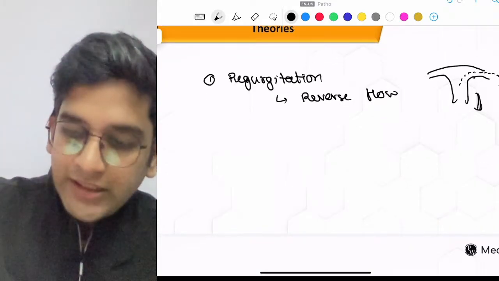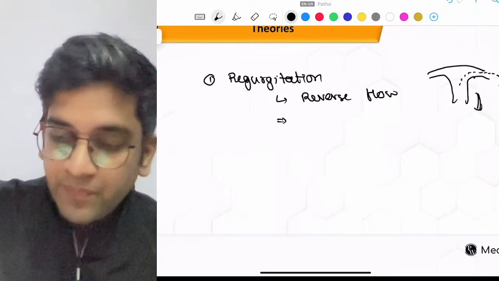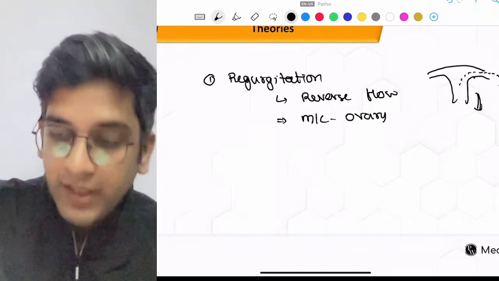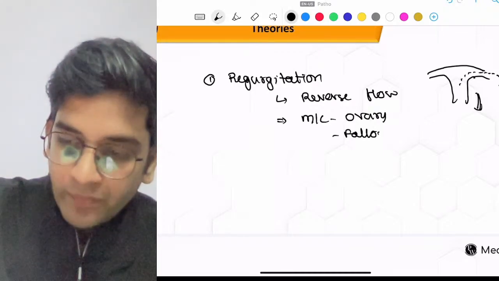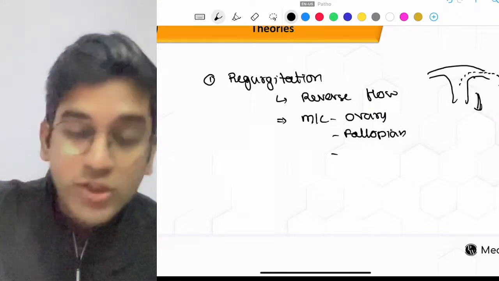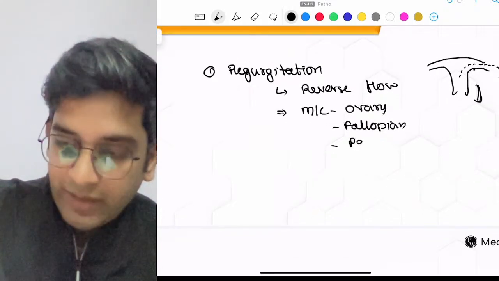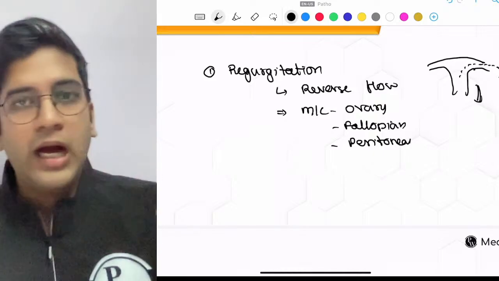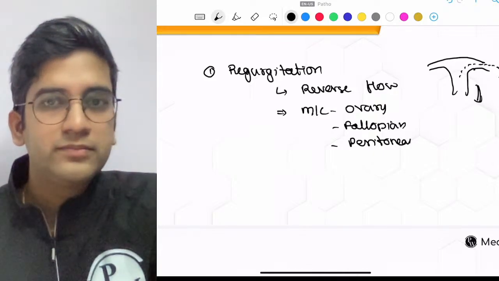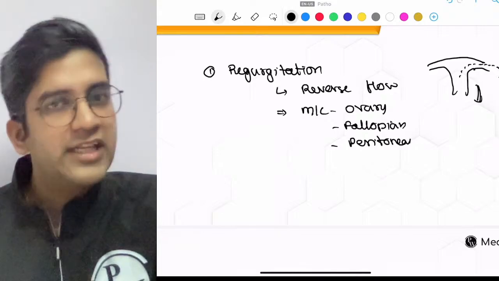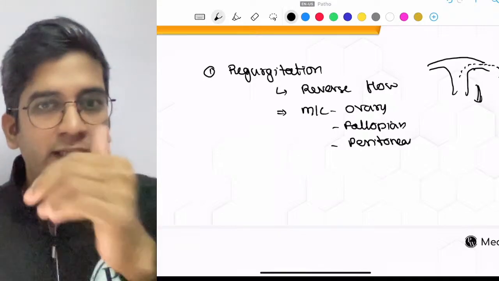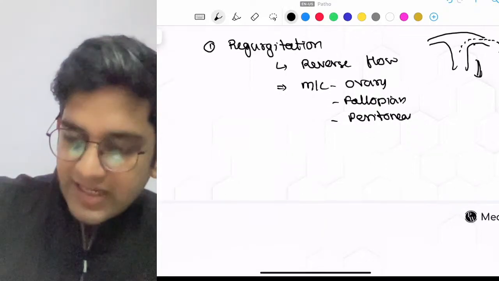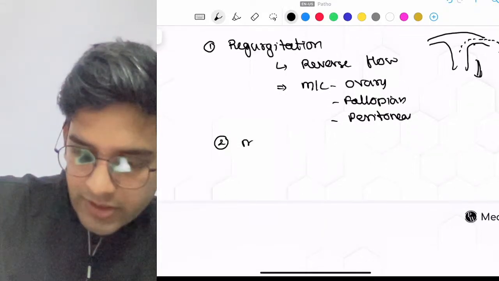Okay, so here the reverse flow can easily explain the most common site of endometriosis, which is ovary, which can easily explain how it can reach a fallopian tube, which can also easily explain how a tissue can reach your peritoneal cavity. Yes, definitely it can explain. But can it explain how it can reach the lung parenchyma? It cannot. Can it explain how it can reach the bone? It cannot, right? So there are possibilities it can explain, some of them it cannot explain. So we had something called the coelomic metaplastic theory.